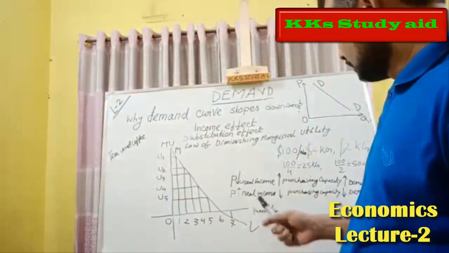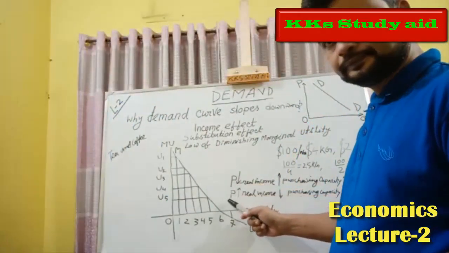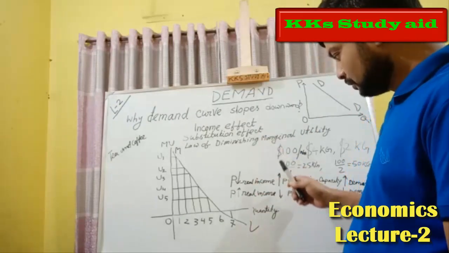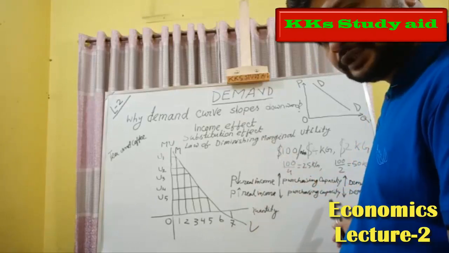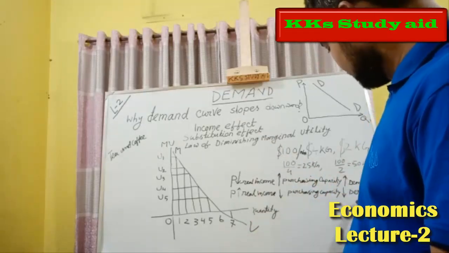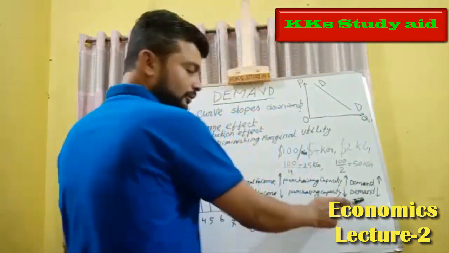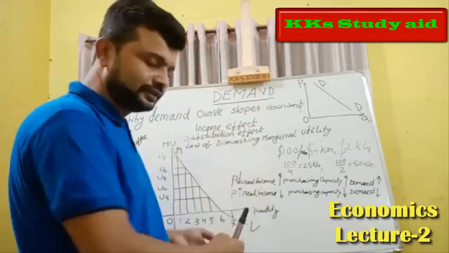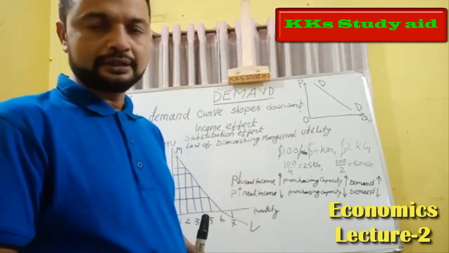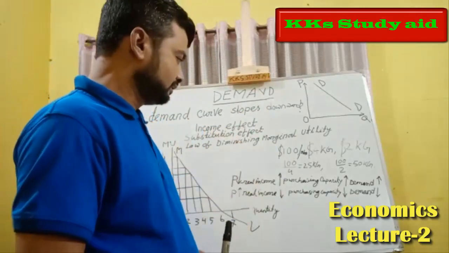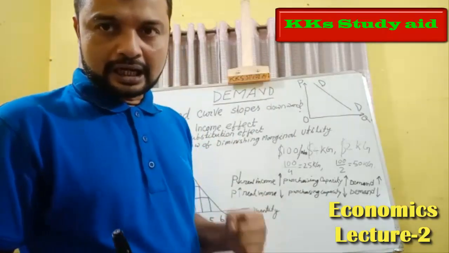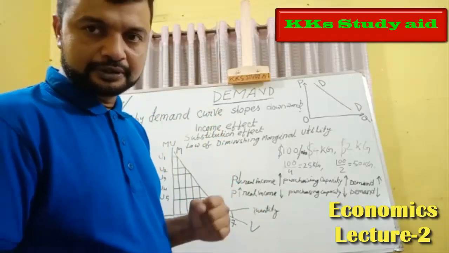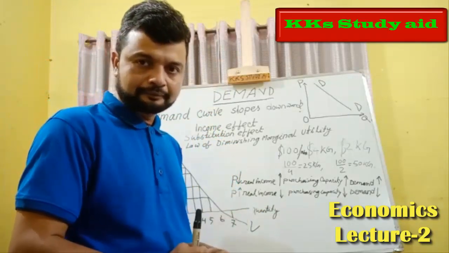Conversely, when the price of the commodity P goes up, real income will go down, purchasing capacity will go down, and demand will go down. So here we see that there is an inverse relation between price and quantity due to the income effect. Now we see how the income effect causes the inverse relation between price and quantity to happen.